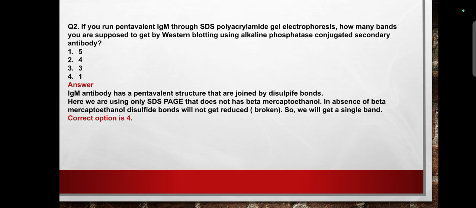So these disulfide bonds are present, and if you run this on SDS-PAGE, it will not get broken. So all subunits are together only. So how many bands will you get? You will get only one band. Here I have written the reason also. Here we are using only SDS-PAGE that does not have beta-mercaptoethanol. In the absence of beta-mercaptoethanol, disulfide bonds will not get reduced or broken. So we will get a single band. So the correct answer is the fourth option, which is 1. One band we will get.